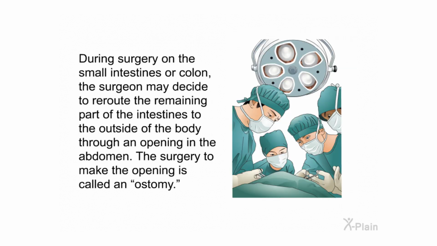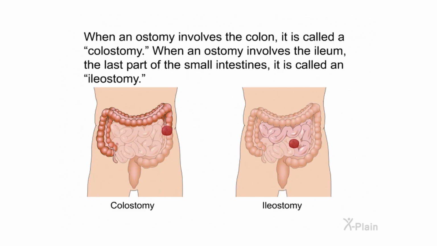During surgery on the small intestines or colon, the surgeon may decide to reroute the remaining part of the intestines to the outside of the body through an opening in the abdomen. The surgery to make the opening is called an ostomy. When an ostomy involves the colon, it is called a colostomy. When an ostomy involves the ileum, the last part of the small intestines, it is called an ileostomy.